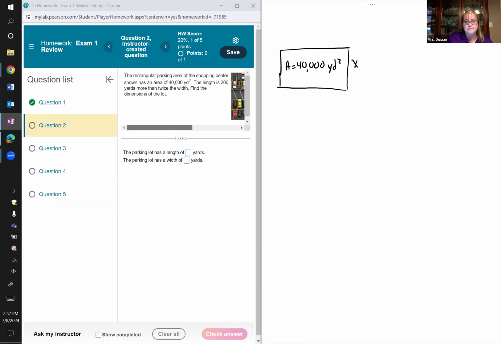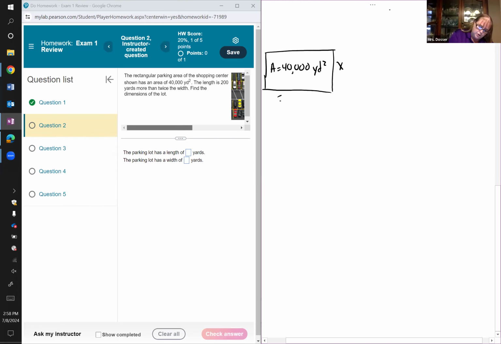And so if we call the width x, then we can write a formula that will tell us the length. The length is 200 yards more than twice the width. So 200 plus twice the width, 2 times the width. So the length then would be 200 plus 2 times the width, and we call the width x. So now we know the length and the width of our parking lot, and we know the area is 40,000 square yards. We also know how to find the area of a rectangle. We do that by doing length times width.